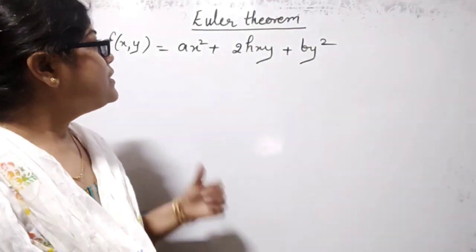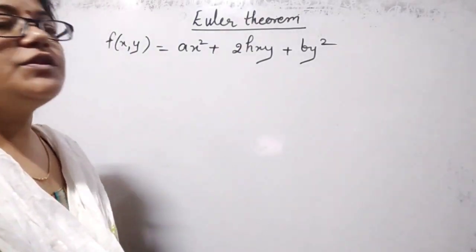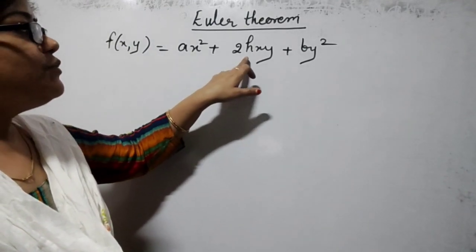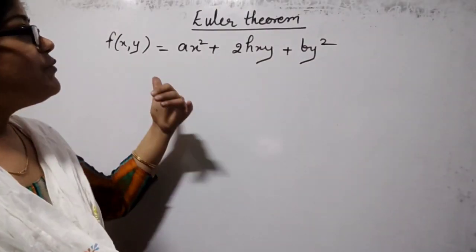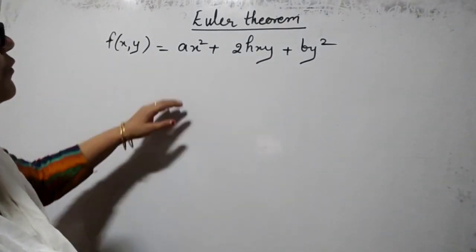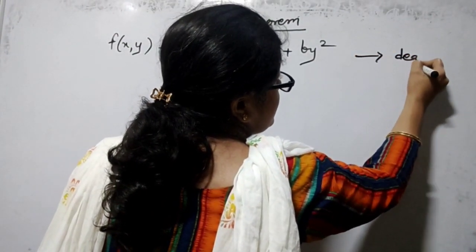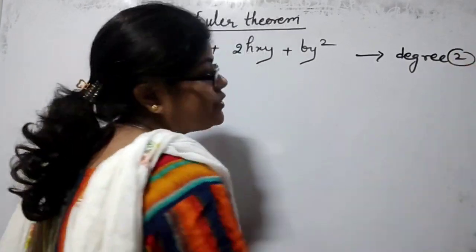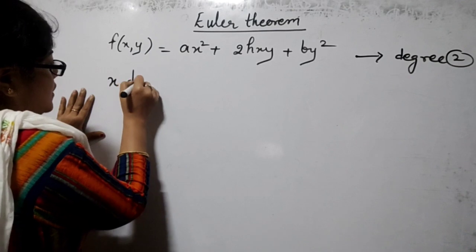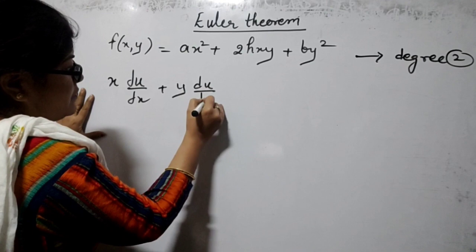Now in this video, in this section, we discuss Euler's theorem and the problems related to it. For example, this is the first function, ax square plus 2hxy plus by square, and we have to verify and find out the value of Euler's theorem for the given function. From the function, we can easily observe that this is a homogeneous equation of degree 2, that is, of order 2.